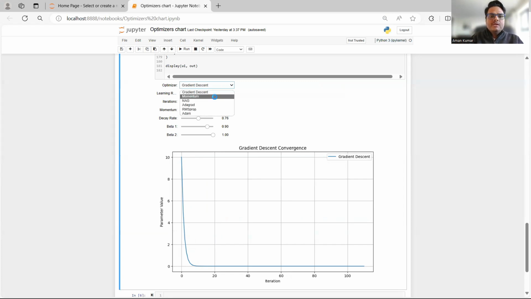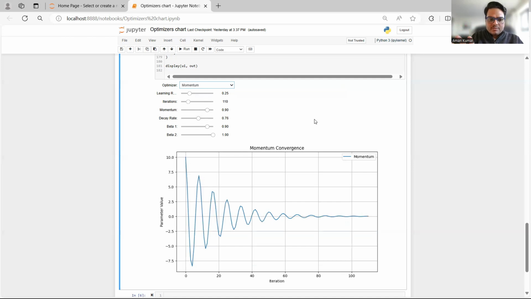Momentum, what is happening is it is getting a big push in the right direction. Then again, one big push in the right direction. Then again, one big push. So one push, second push, like this. So momentum is basically speed. That is what momentum does.